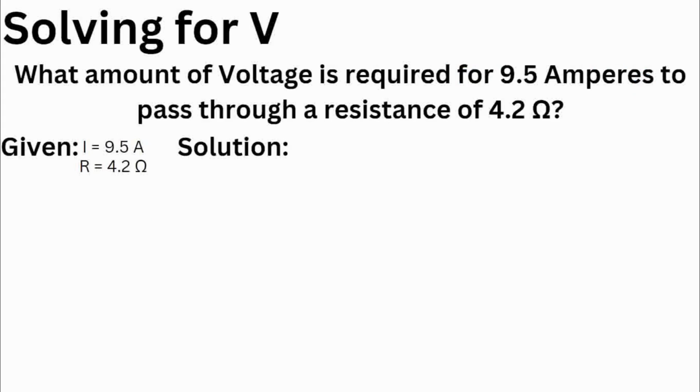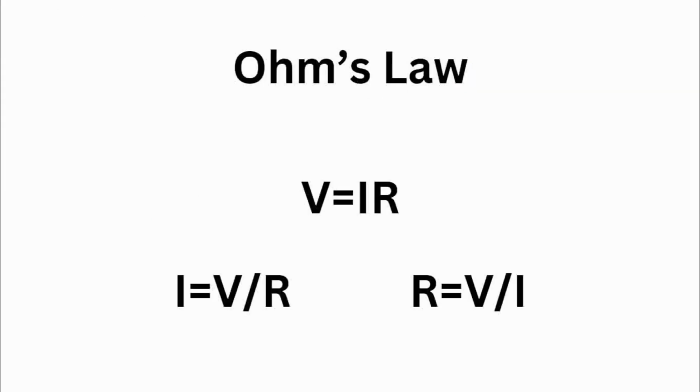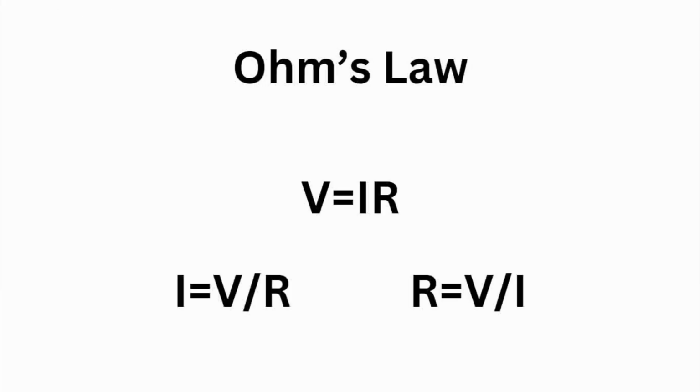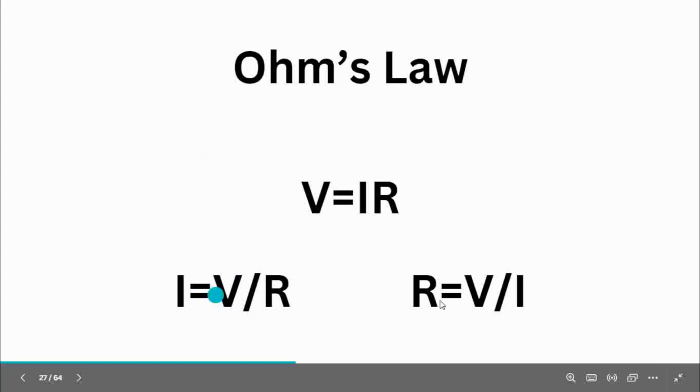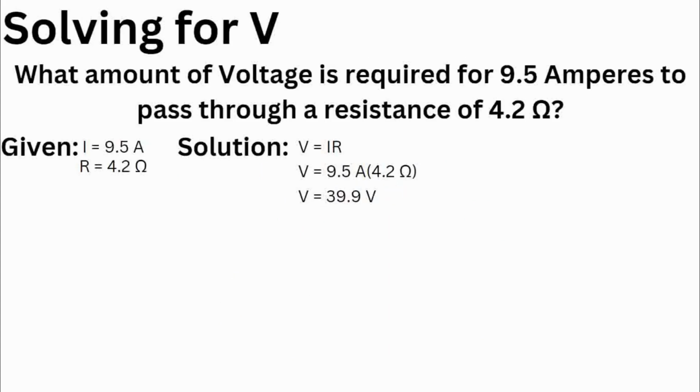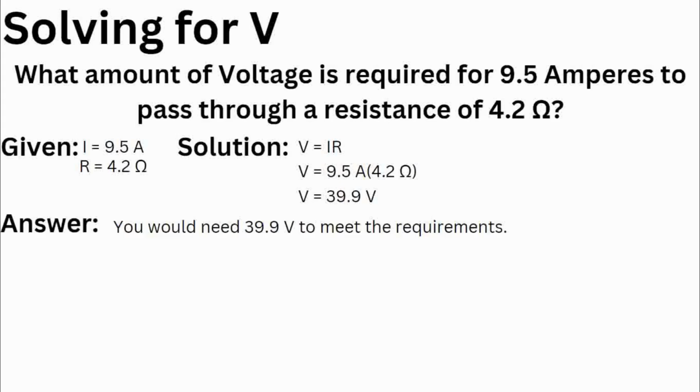This time, what's our solution? Well, let's go back to our list of formulas. We are being asked to solve for voltage, right? And we're given current and resistance. So what formula here could possibly satisfy those requirements? Well, it's this one over here, right? We're solving for voltage, and we're using current and resistance. So, put that in your calculator. 9.5 amperes multiplied by 4.2 ohms is equivalent to 39.9 volts. So our answer is, you would need 39.9 volts to meet the requirements.